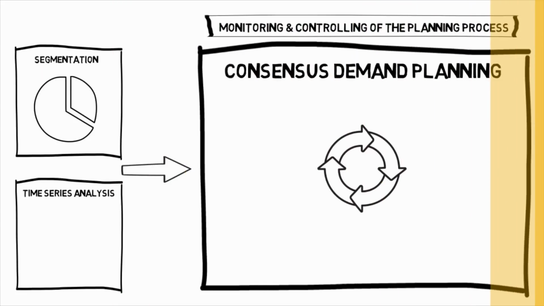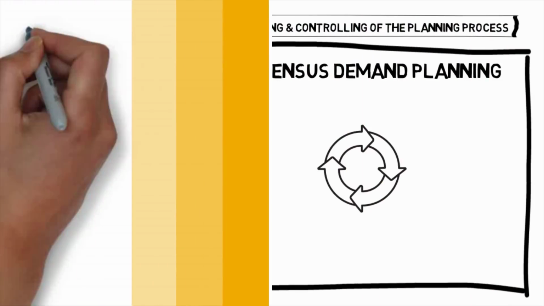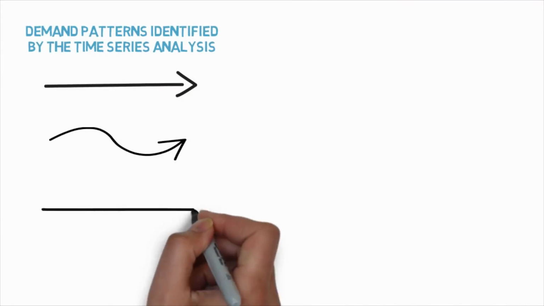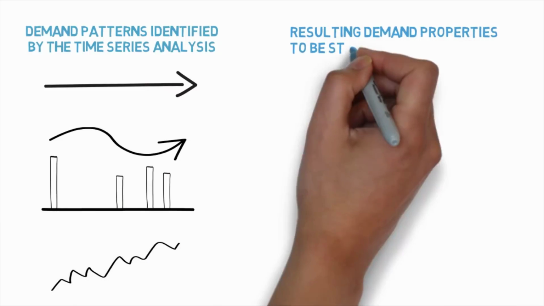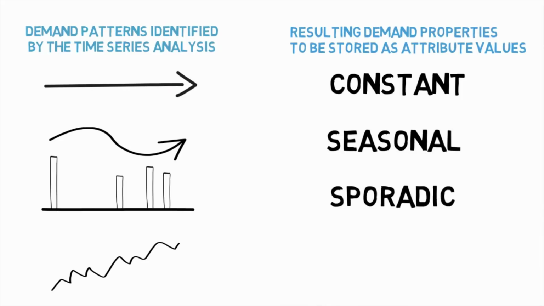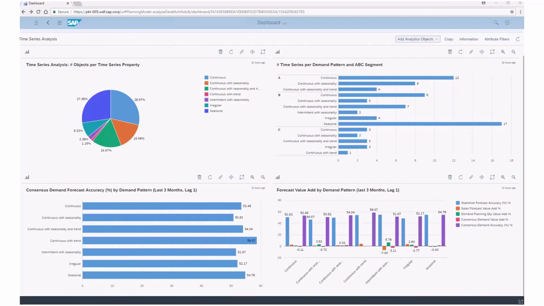With IBP time series analysis, the system automatically analyzes the demand pattern of your products and groups them into constant, seasonal, sporadic, trend, and so on. Again, this information can be used for different purposes within IBP, like demand pattern specific dashboards as shown in the following example. On this dashboard, you can see several different analytics.